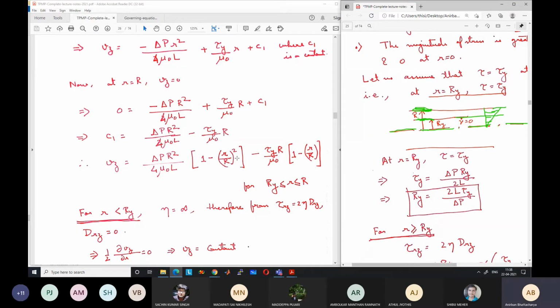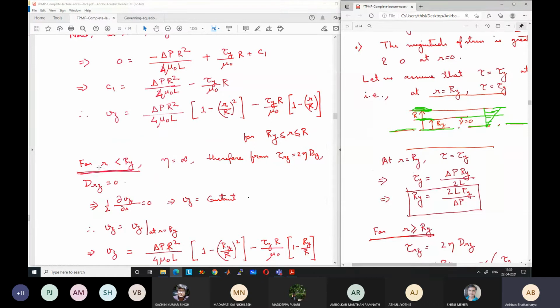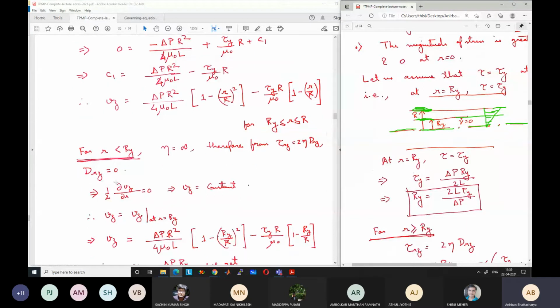So for r less than r_y, what happens? So this was for r greater than r_y. For r less than r_y, viscosity is infinity. Now τ_rz is equal to 2 η d_rz. That is valid for any model, or any point. Now if η becomes infinity and τ_rz is finite, we have already obtained τ_rz to be finite. And if η is infinity, then d_rz has to be equal to 0. So if d_rz is equal to 0, that is half ∂vz/∂r equal to 0, or vz is equal to constant.